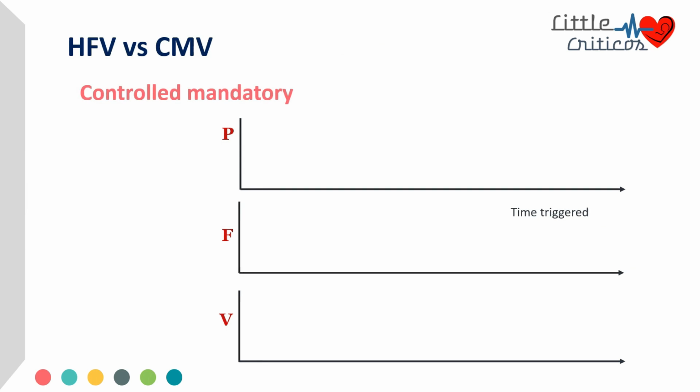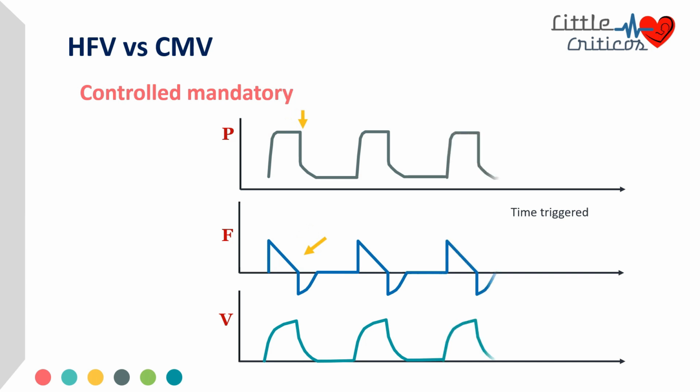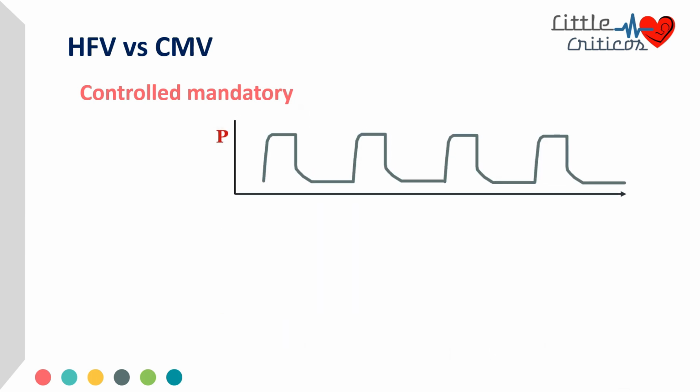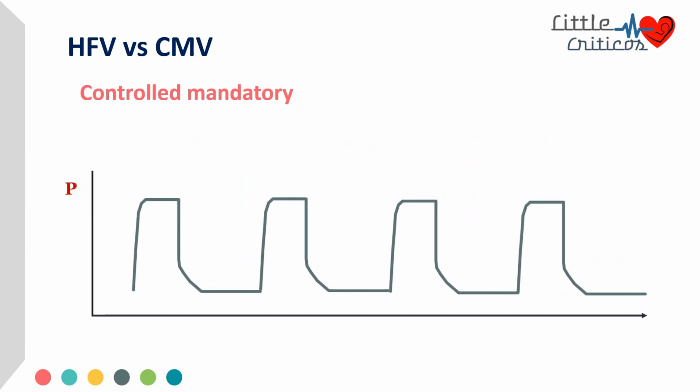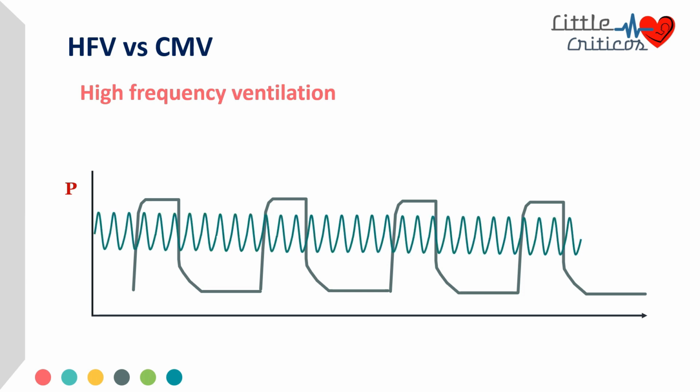As we know from our previous lectures, in controlled mandatory ventilation, the pressure remains constant and the flow is variable in pressure controlled breaths. In high frequency ventilation, we observe that the breaths are delivered at a high frequency at small tidal volumes. The mean airway pressure achieved using a high frequency ventilator is higher when compared to controlled mandatory ventilation.